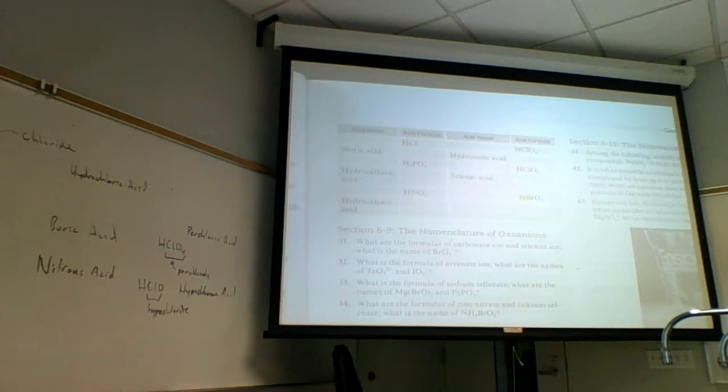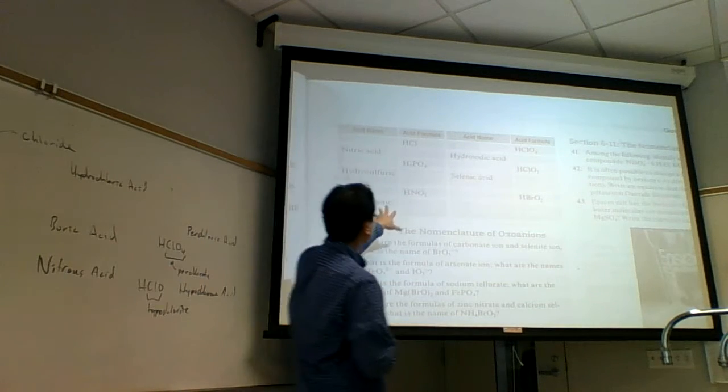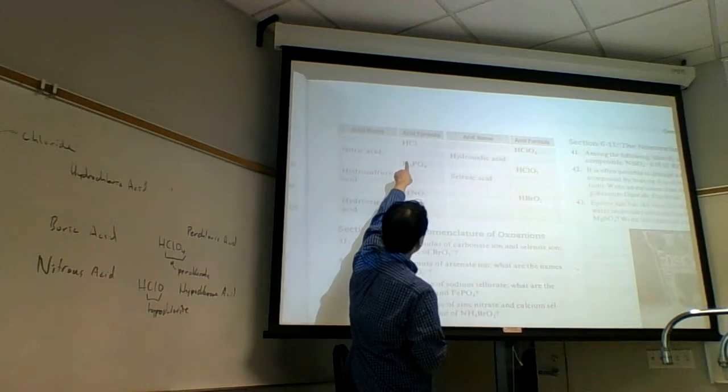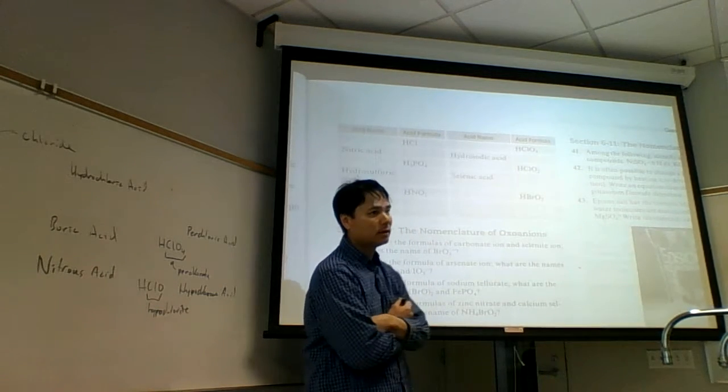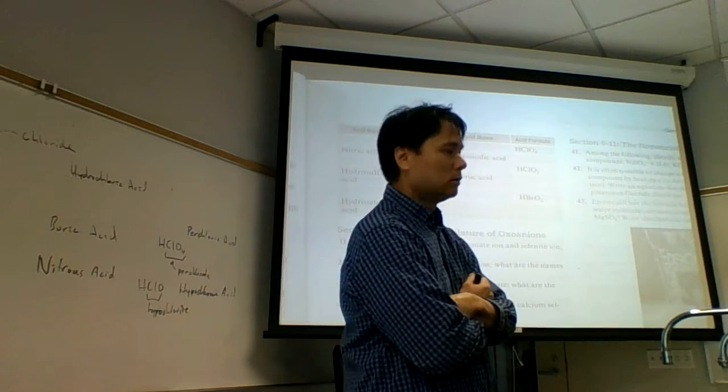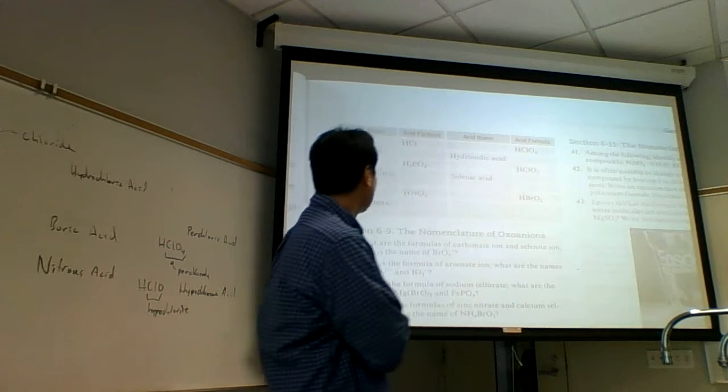All right, let's go with the first set here. HCl. HCl is a super common acid. It should be automatic. That's called hydrochloric acid. Chloride goes to hydrochloric.